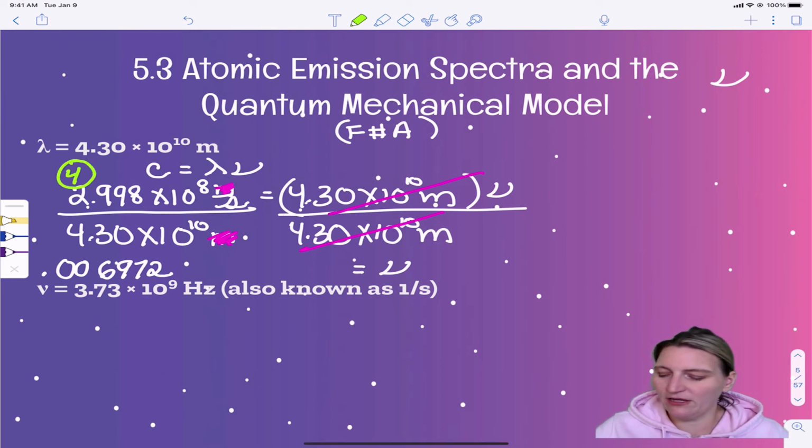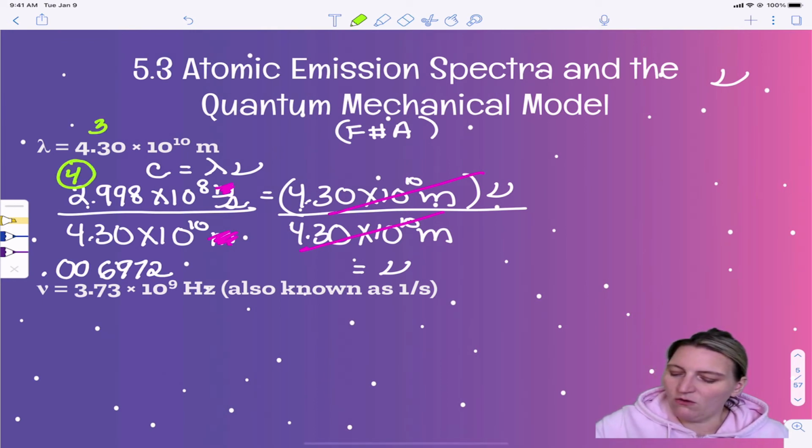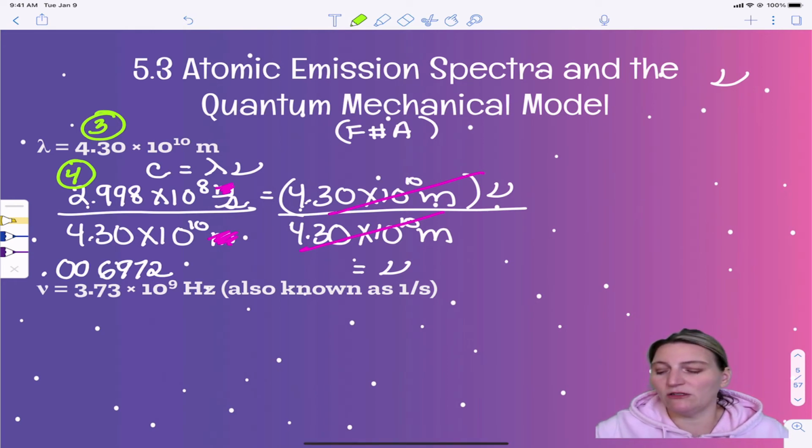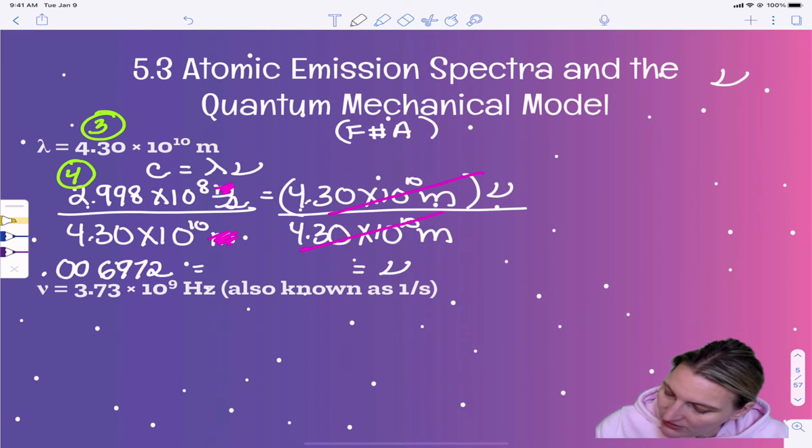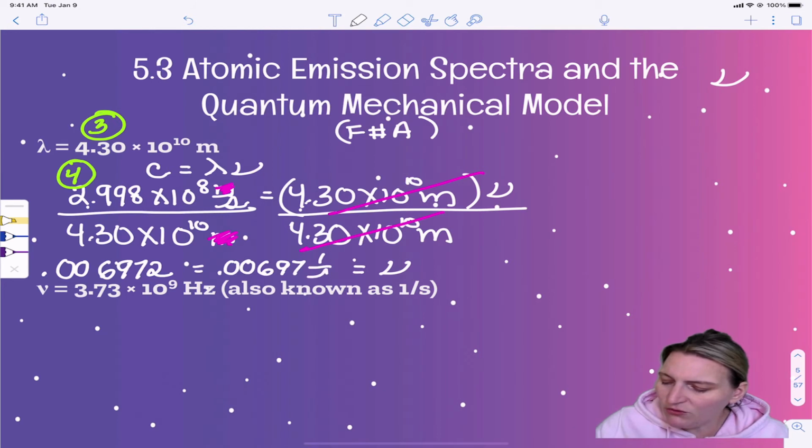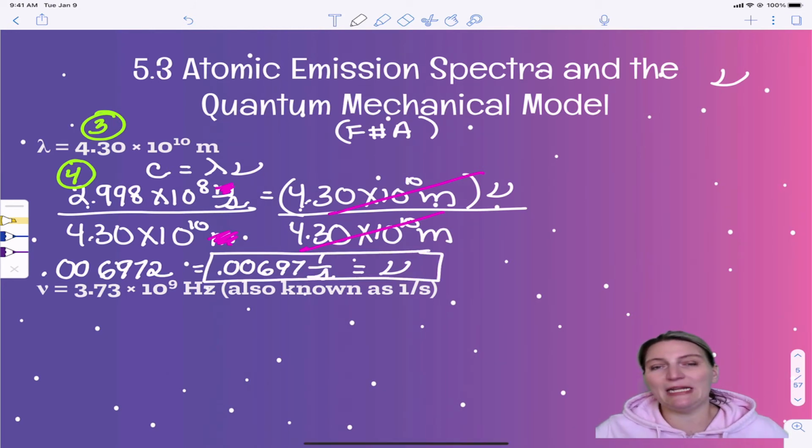The speed of light has 4. The wavelength in the problem has 3, so I'm going to round my answer to 3 significant figures. So this is equal to 0.00697, and the units are going to be 1/seconds. Remember, beginning zeros are not significant, so just the 6, the 9, and the 7 are significant, and I have my units in there.